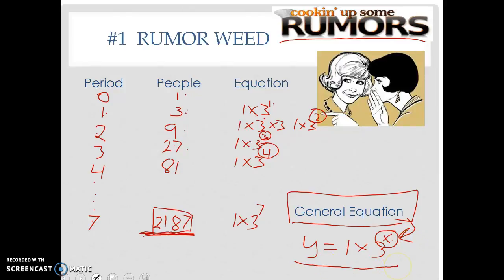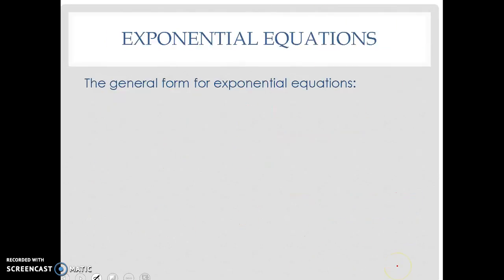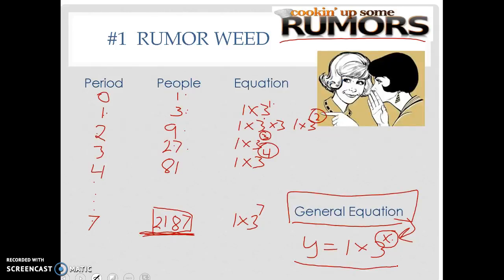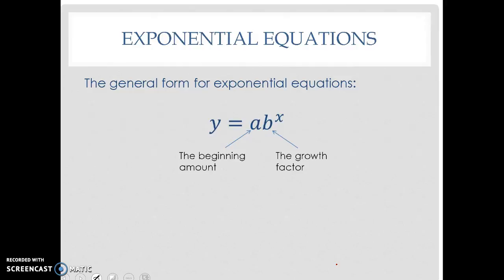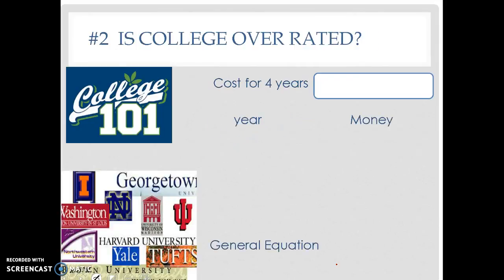And so general form for an exponential equation looks something like this. We have y equals a times b to the x. The a is the beginning amount. So in our first example, the beginning amount was that there was 1 person that knew about the rumor. The b is the growth factor. In our example with the rumor, the growth factor was 3, because after every period, the number of people who knew about the rumor tripled. And then the exponent, the x there, is our variable, and that is after how many periods, at least for our first example. Let's take a look at another example.